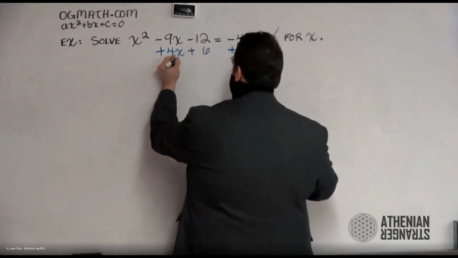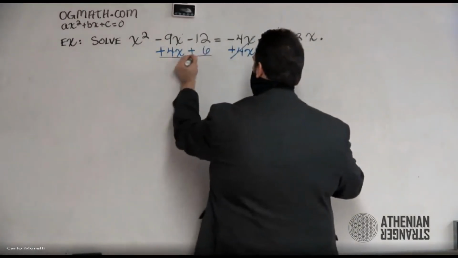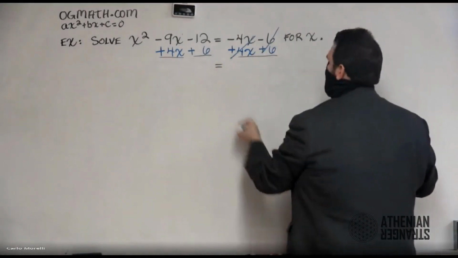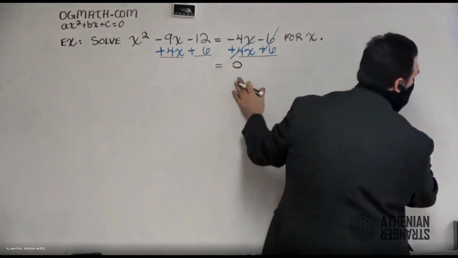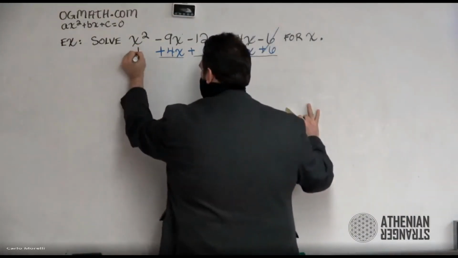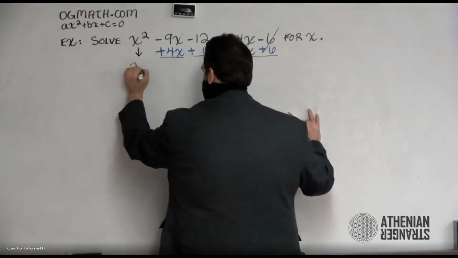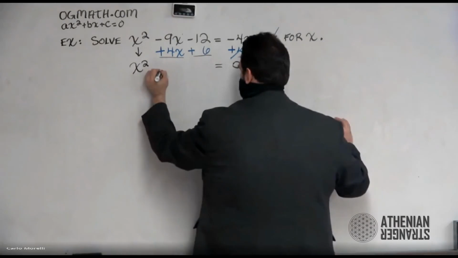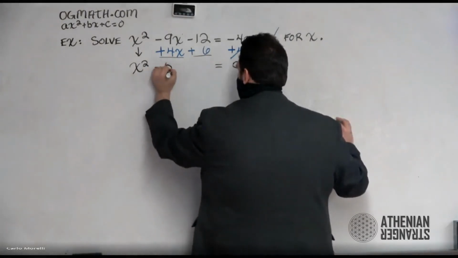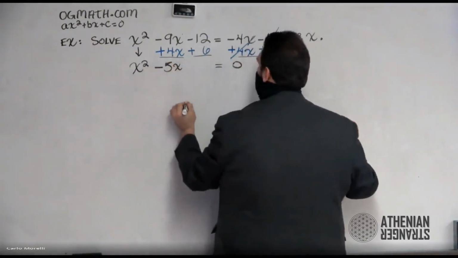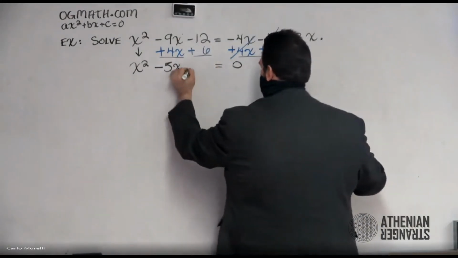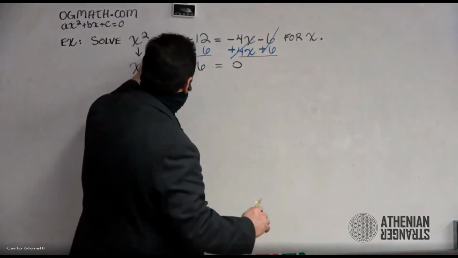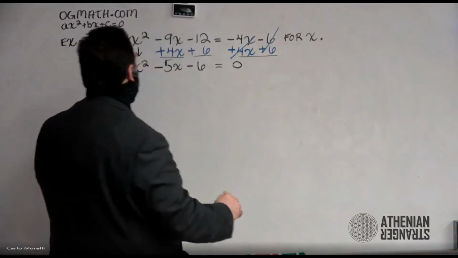Now let's draw lines here, here, and here. Put your equal sign. This is a 0. All right, now you got 0. And this x squared just comes on down. We didn't touch him. What's negative 9x plus 4x? Negative 5x. Good job. Negative 12 plus 6? Negative 6. So the state of the problem is x squared minus 5x minus 6.